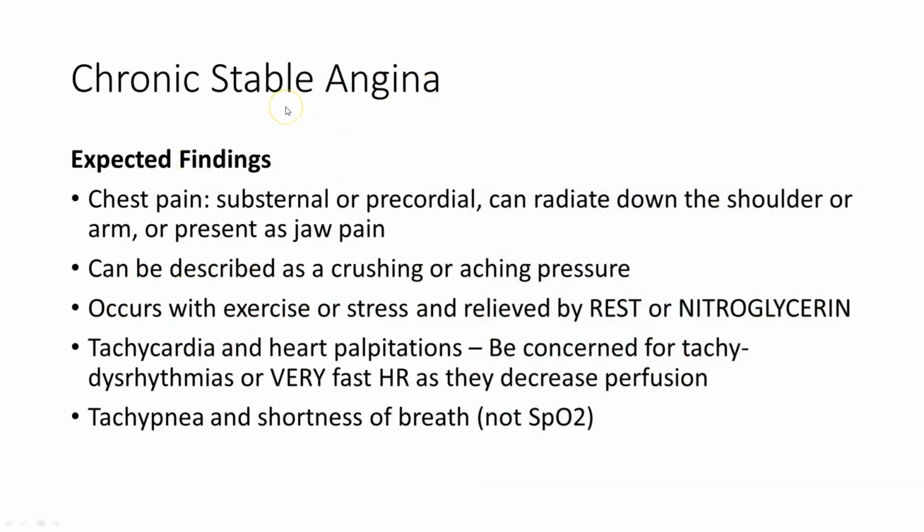So with chronic stable angina, this chronic ischemic cardiac disorder, you can have chest pain, right? It's substernal, precordial. Those are the typical signs and symptoms, right? It radiates down the shoulder or the arm. It's present at the jaw. It's described as crushing and or aching. It occurs with exercise or stress. But here is the big one, right? Again, chronic stable angina is relieved with rest and or nitroglycerin.